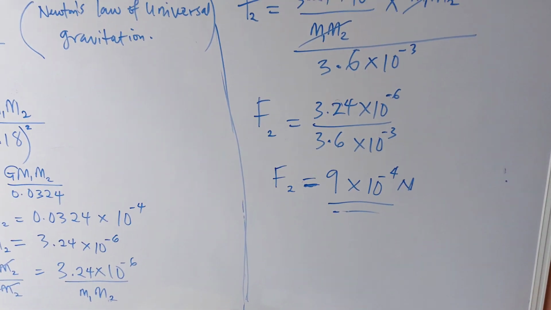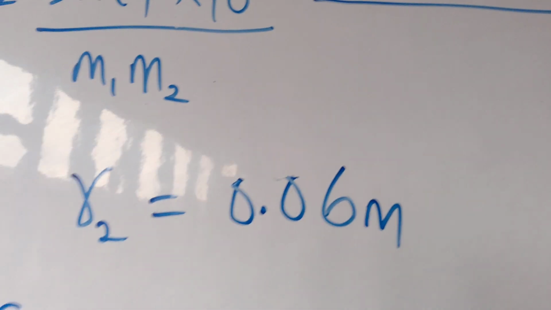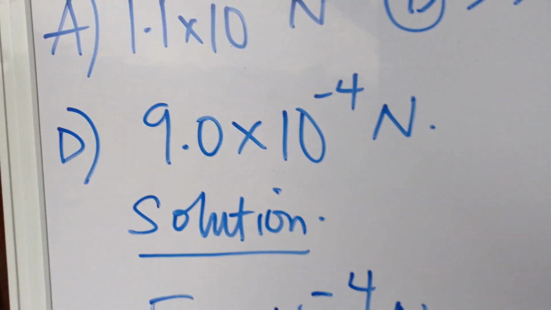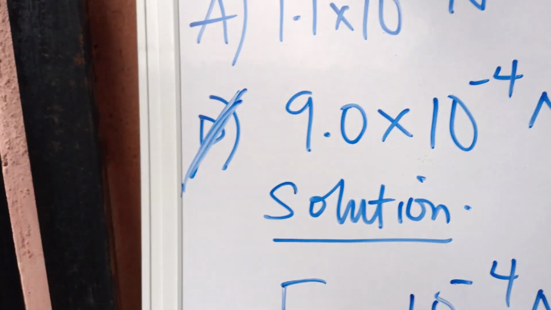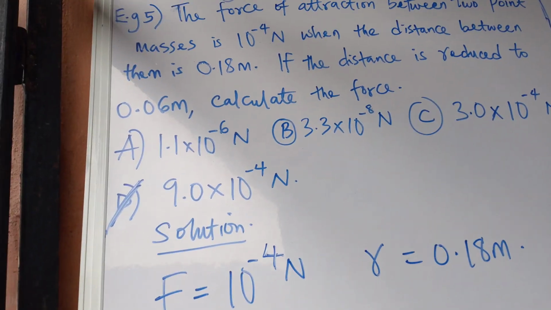So you see that the magnitude of the force of attraction when the distance is reduced to 0.06 is 9 exponent minus 4. This is the final answer: 9 times 10 to the power minus 4 Newton. Alright, so I'll quickly explain this.